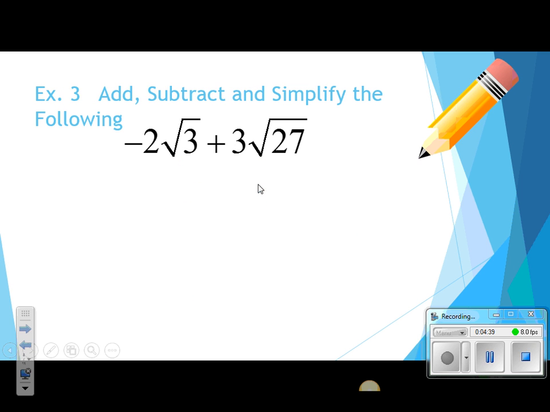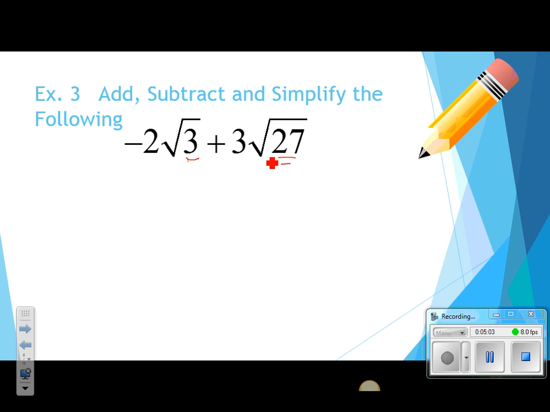All right, next example, example number 3. Again, add, subtract, and simplify. When I read this one, it just doesn't seem to go as easily as the last two. Negative 2 square roots of 3 plus 3 square roots of 27. These guys don't match up. So what I have to do is simplify the square root of 27.